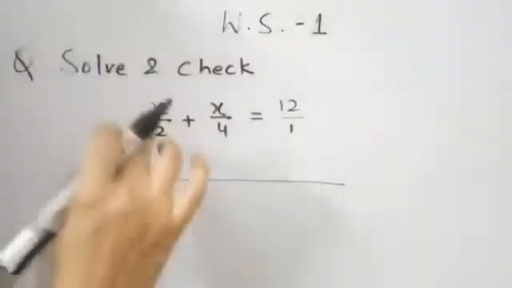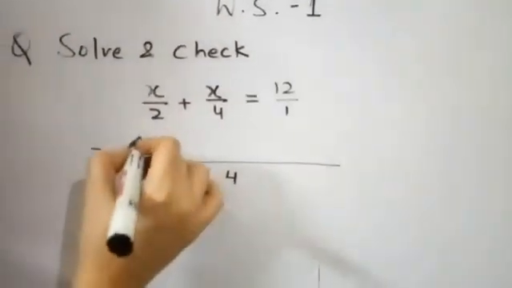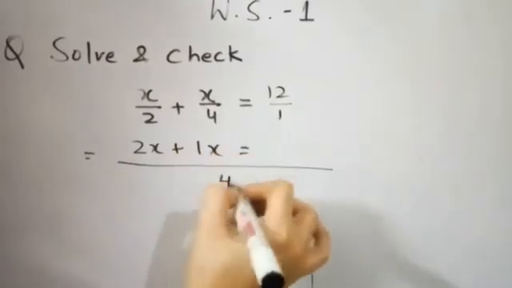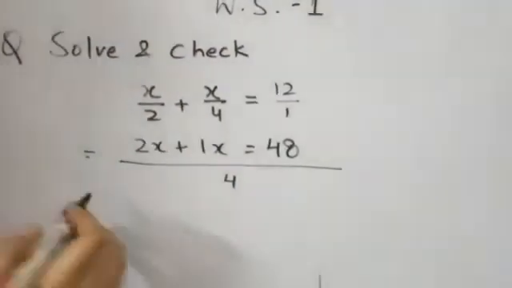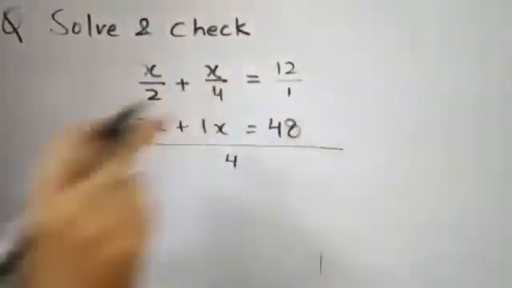in the equation. 2, 4 and 1. The LCM is 4. 4 divided by 2, 2x. 4 divided by 4, 1, 1x. 4 divided by 1, and that is equal to 12 4s are 48. Now my dear student, this 4 is the LCM of all the terms in the equation.